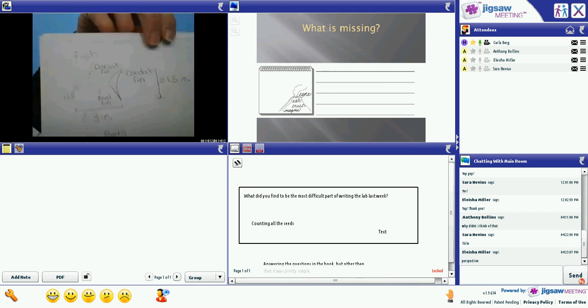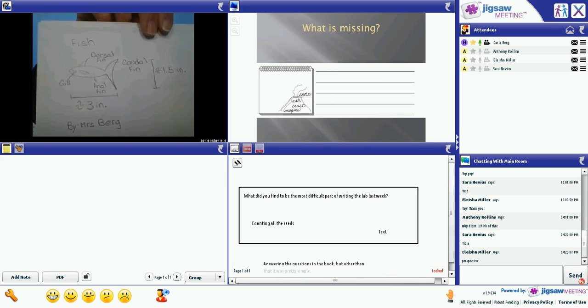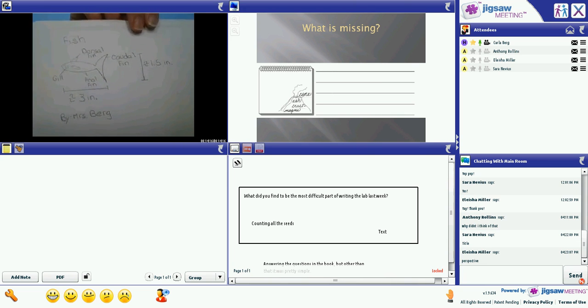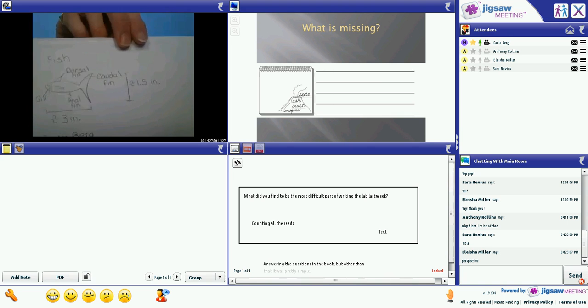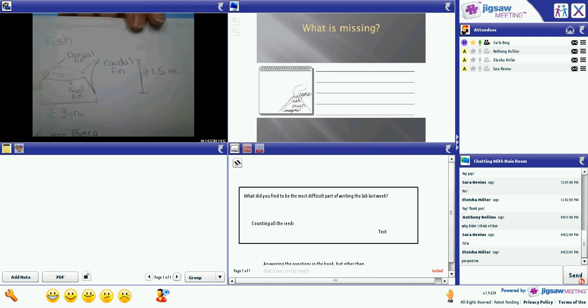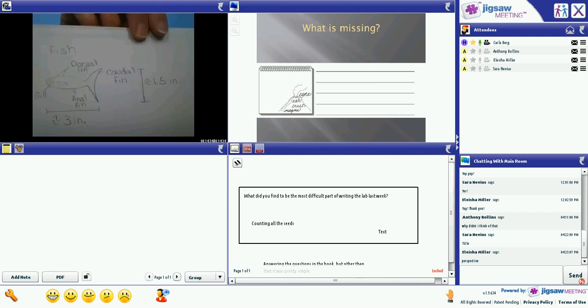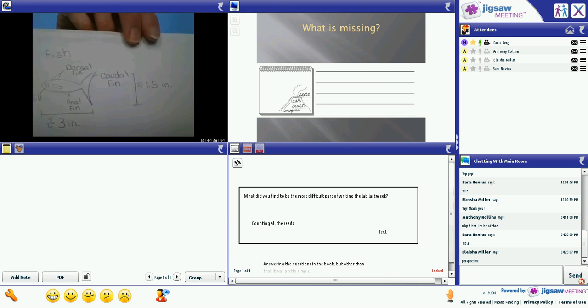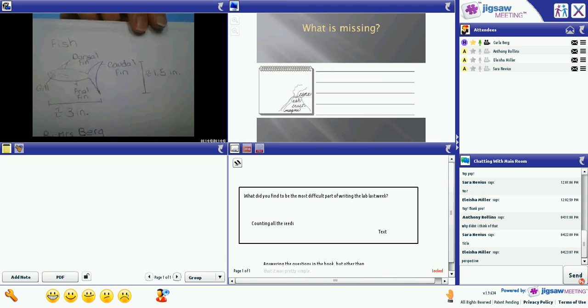So here I have my picture. I have my title as fish. My name is on the bottom. I have my labels of dorsal fin, caudal fin, anal fin, and gill. Now, depending what I was looking for, I may have different things labeled. For example, I may have the eye of my fish labeled or scales on my fish labeled. So you're not necessarily going to label every single thing in your picture.